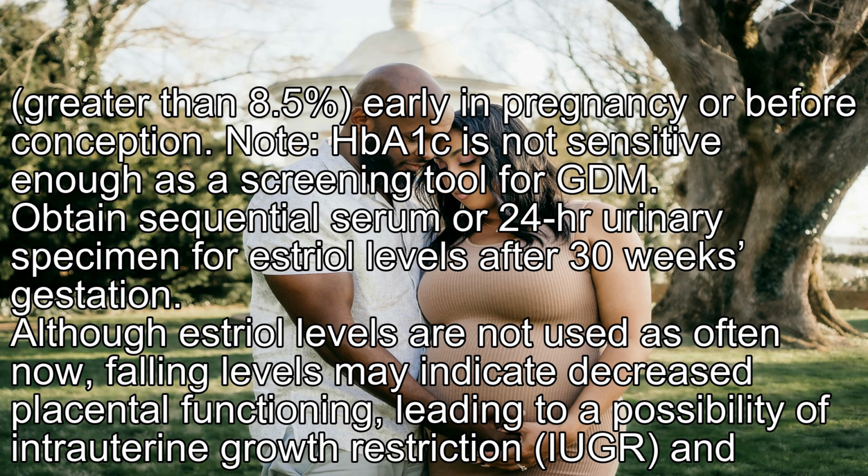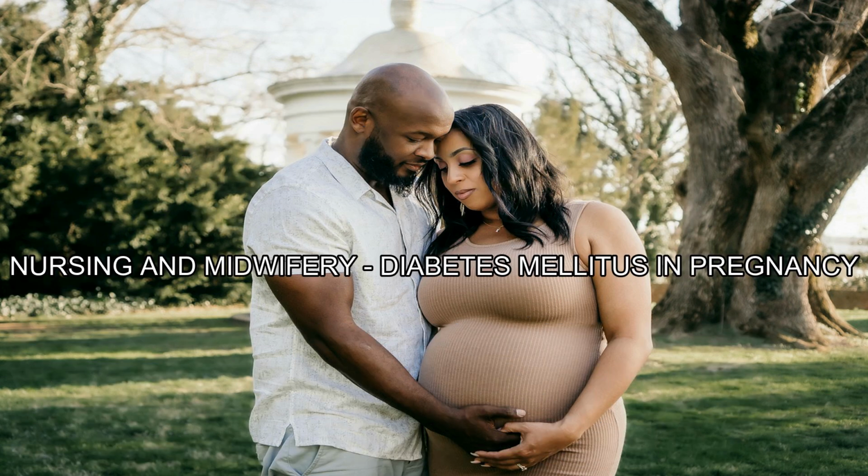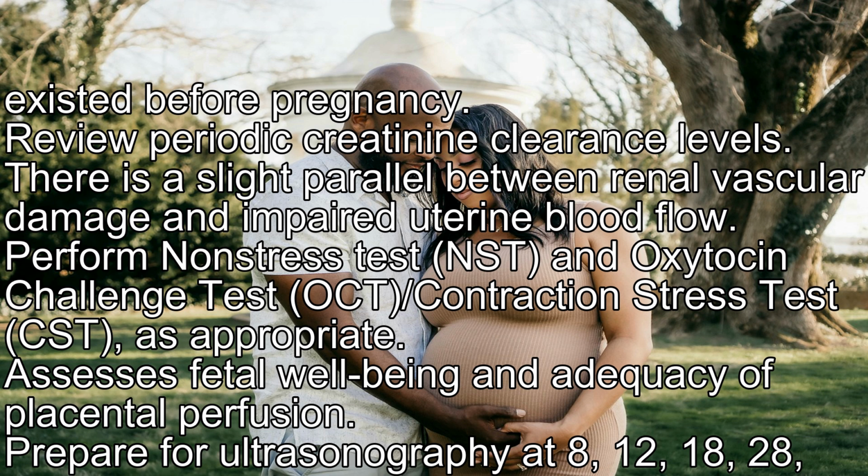Obtain sequential serum or 24-hour urinary specimen for estriol levels after 30 weeks gestation. Although estriol levels are not used as often now, following levels may indicate decreased placental functioning, leading to a possibility of intrauterine growth restriction, especially if diabetes mellitus in pregnancy existed before pregnancy. Review periodic creatinine and clearance levels. There is a slight parallel between renal vascular damage and impaired uterine blood flow.